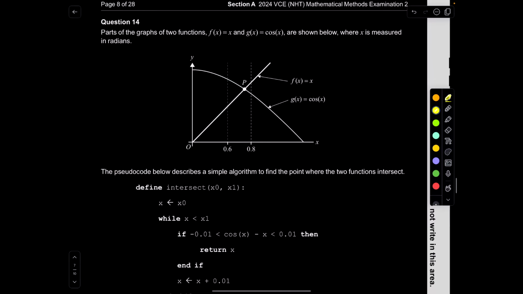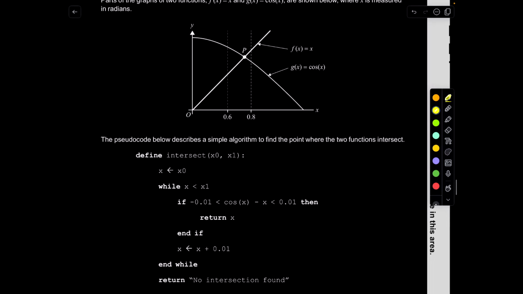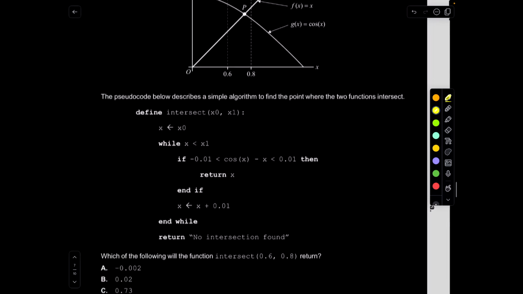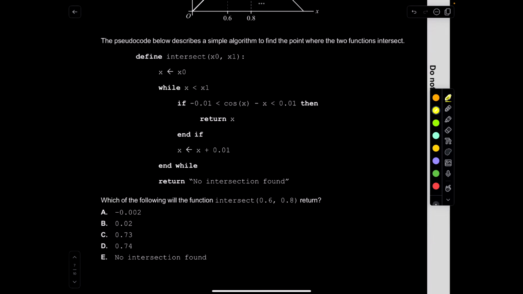Question 14. Parts of the graph of the two functions f of x and g of x are shown below, where x is measured in radians. The pseudocode below describes a simple algorithm to find the point where the two functions intersect. So we've got this whole algorithm. So let's look at what we're trying to find. Which of the following will the function intersect return? So we want the return value. So let's try it out.